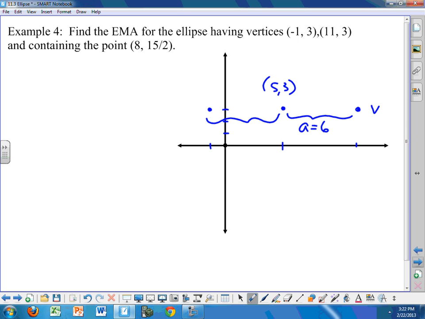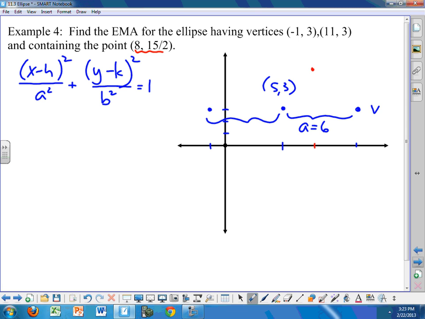Once we found a, we also realize that this is a horizontal ellipse, or (x minus h) squared over a squared plus (y minus k) squared over b squared equals 1. So of course we've got this little mystery going on because they've given us a point, 8 comma 15 halves, and we wonder what is that used for? But that looks like a substitution point, x, y, in our equation. Let's see if we can use that to find what we're looking for.